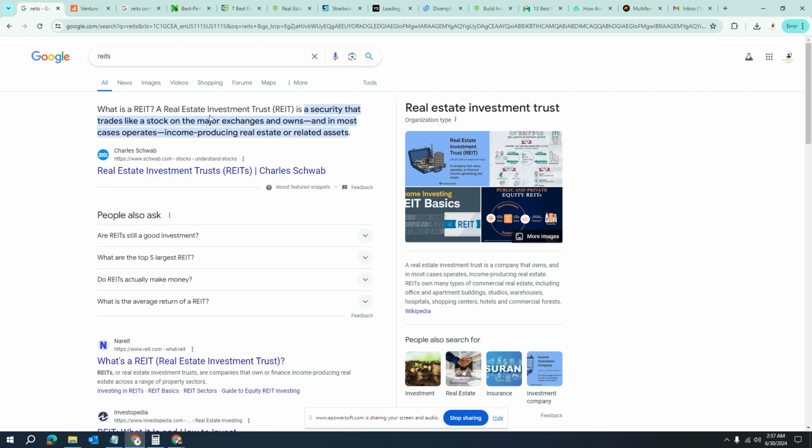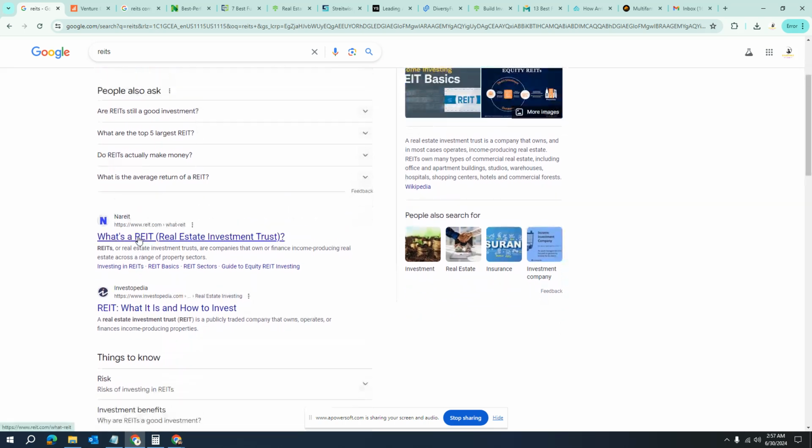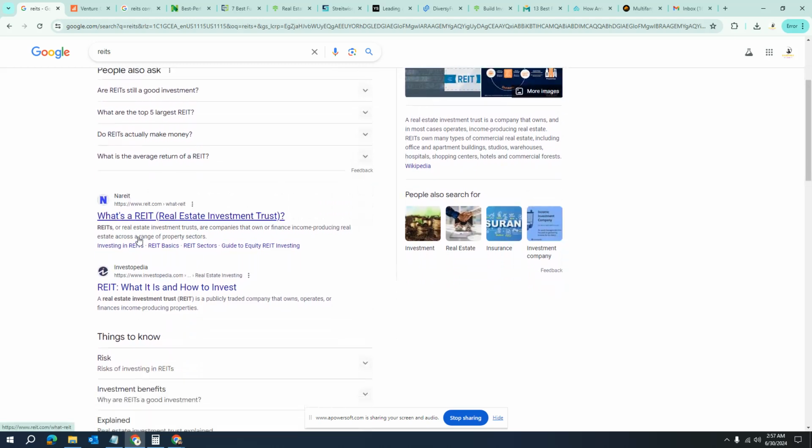So what is a REIT? It's a real estate investment trust. It's a security that trades like a stock on major exchanges and owns, and in most cases operates, income-producing real estate or related assets. You don't have to even have a lot of money. You don't have to be rich or wealthy to invest in REITs.